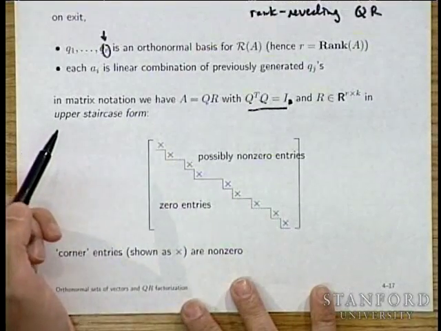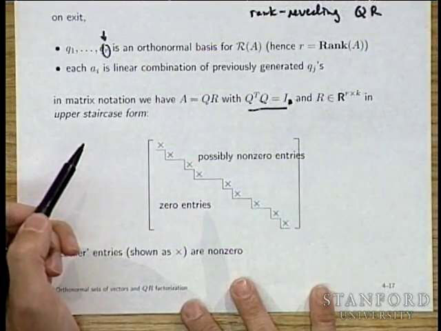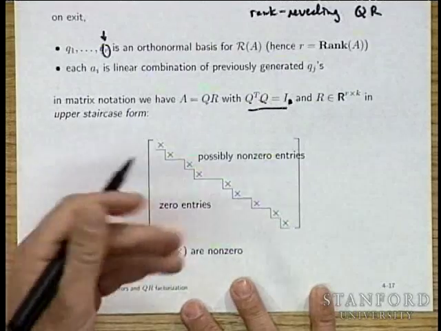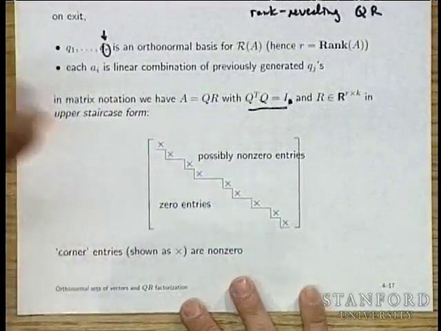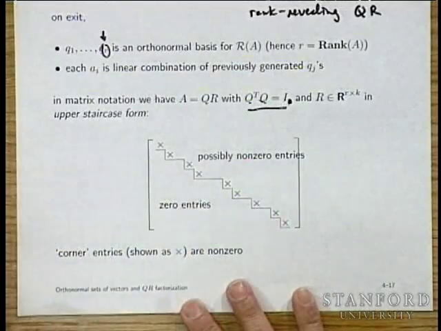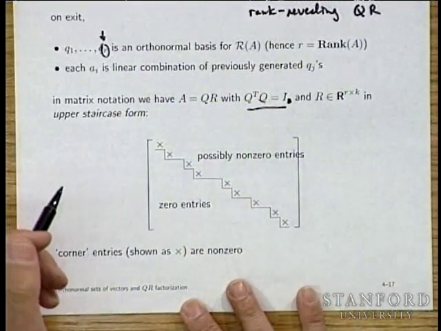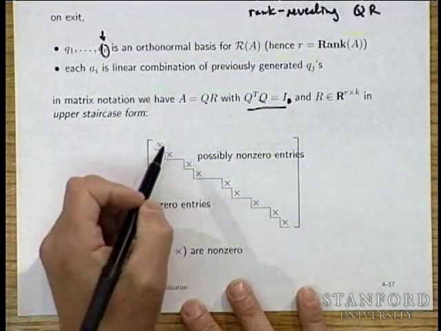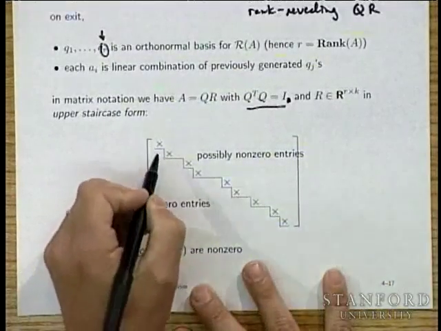This is called, I think, upper staircase, or there's another one you'll hear like upper echelon. You'll hear various names for this type of factorization: upper staircase, reduced row echelon. Anyway, it looks like this.